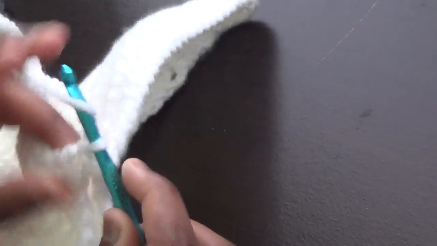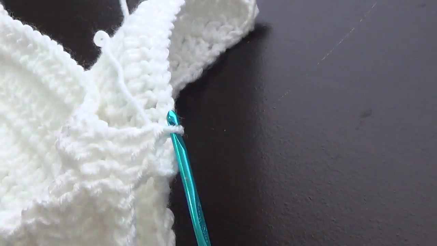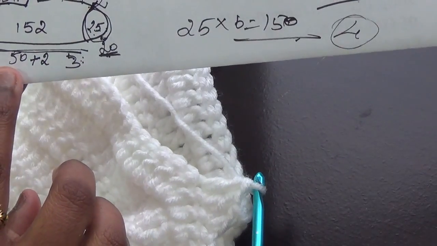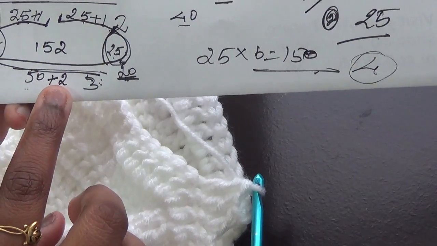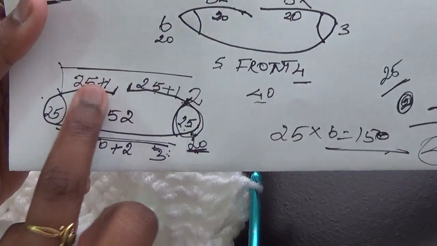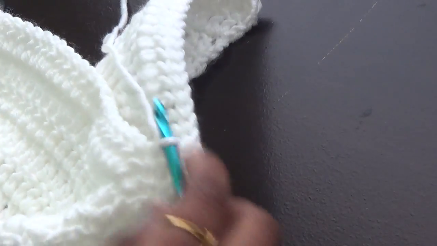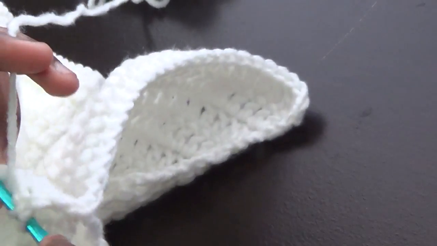Okay, so now I have to do 2 parts of my stitch, right? So 50, and I have extra 2 stitches, so I will do 52 double crochets, and again I will skip 25 on this side and I will do 25 stitches on the back side. Okay, so this is how I will shape my armhole.